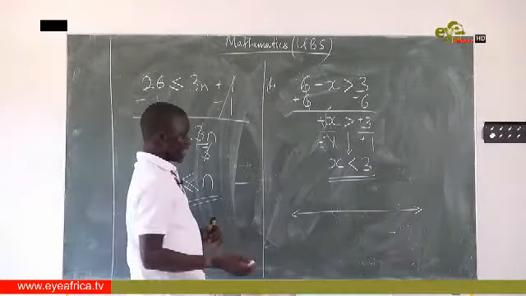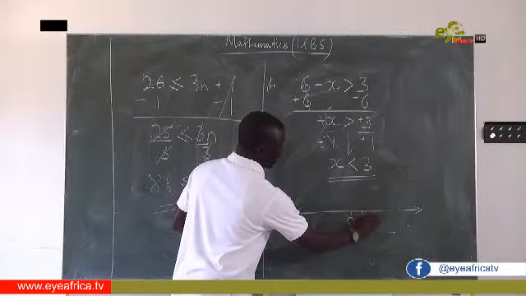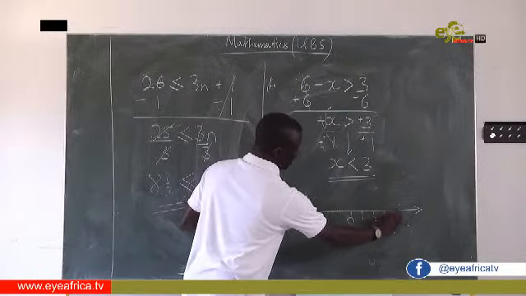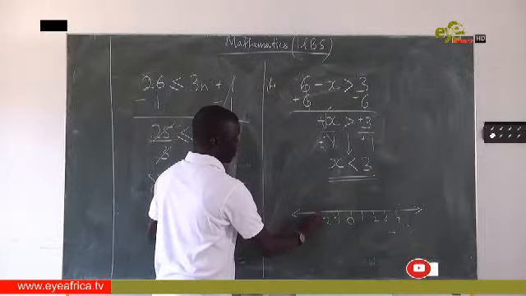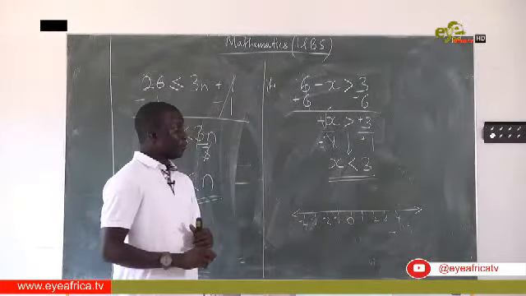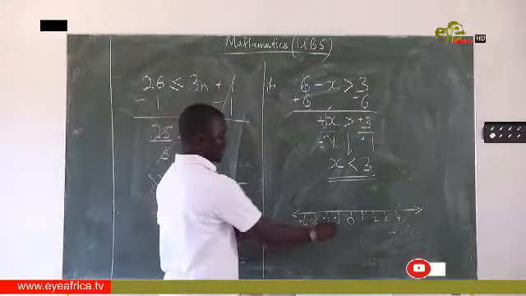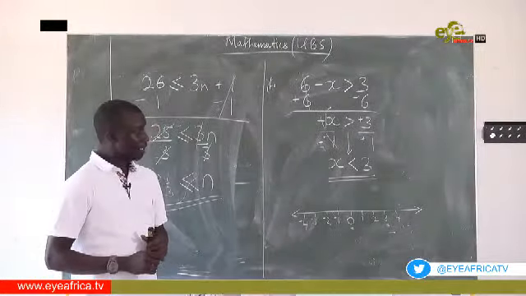Now we have to represent this on a graph. As we said before, our 0 is so important. We have 1, 2, 3, 4 if you like, negative 1, negative 2, negative 3, and negative 4. The most important numbers here are the 0 and the 3.